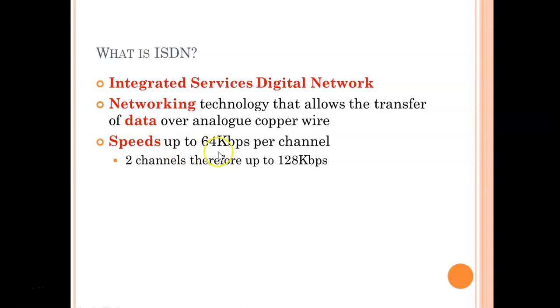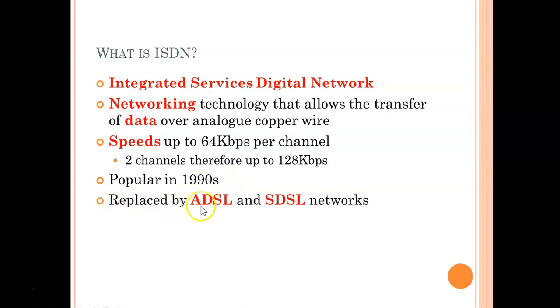It has speeds up to 64 kilobits per second per channel. So if it had 2 channels, the speed is just going to double, so 2 channels would be up to 128 kilobits per second. It was popular in the 1990s and has been replaced by ADSL and SDSL networks. ADSL and SDSL we are more familiar with, but just know these bullets and the information in your textbook, because you could still get exam questions on this type of network.